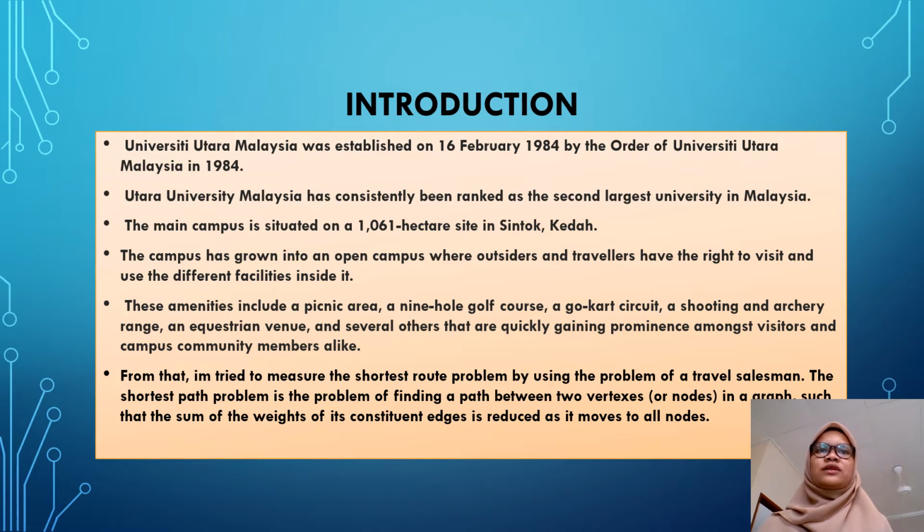From that, I am trying to measure the shorter road problem by using the traveling salesman problem. The shorter path problem is the problem of finding a path between two nodes in a graph such that the sum of the weights of its contiguous edges is minimized.